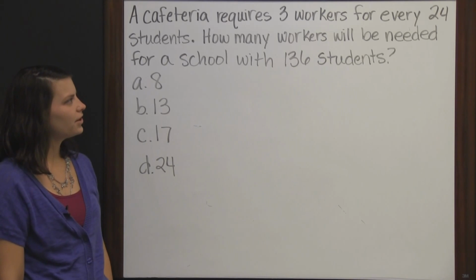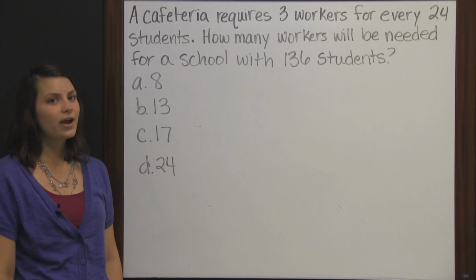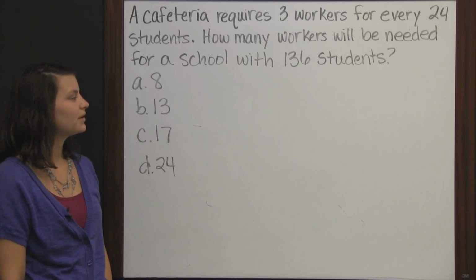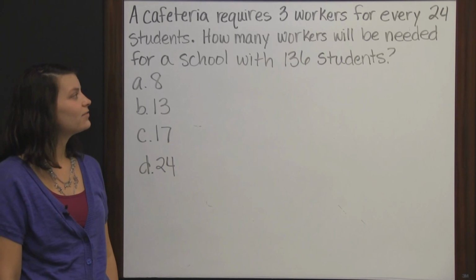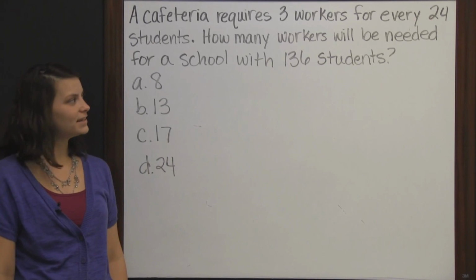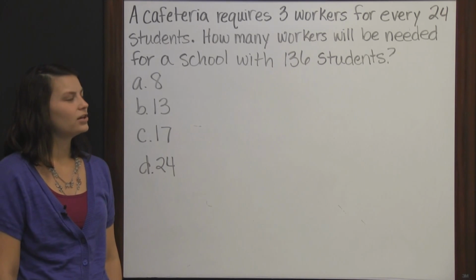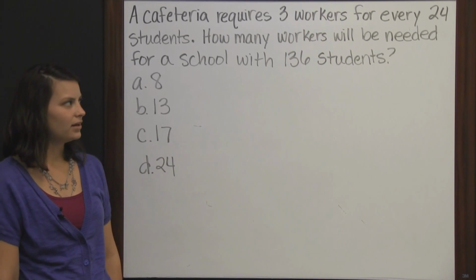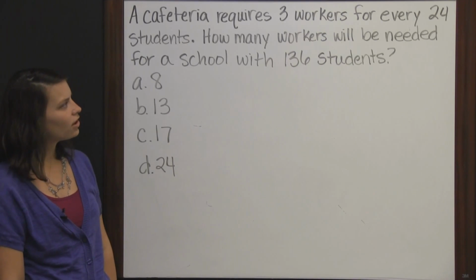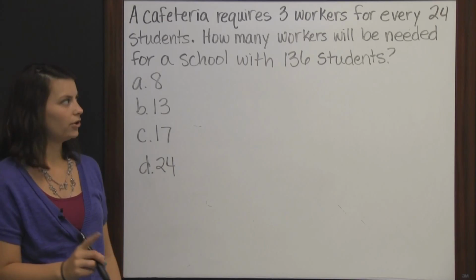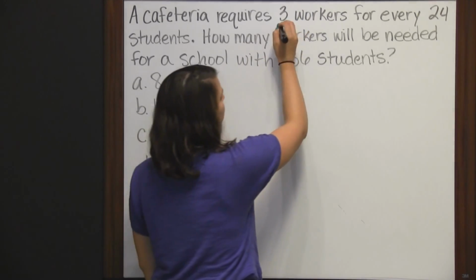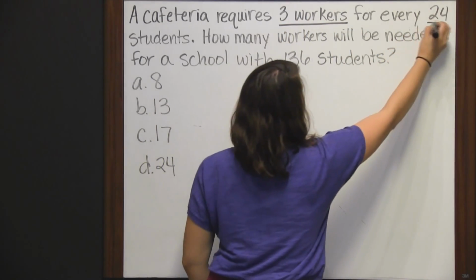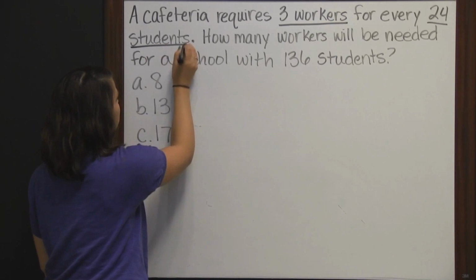A cafeteria requires 3 workers for every 24 students. How many workers will be needed for a school with 136 students? So first, we need to determine how many students there are for every 1 worker. So we're going to start with this information. 3 workers for every 24 students.